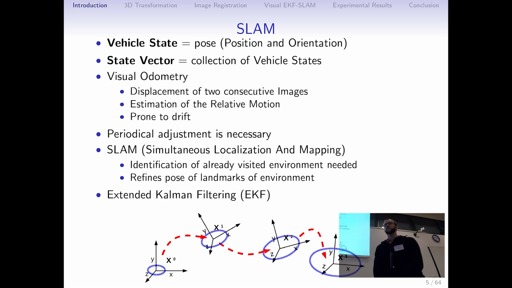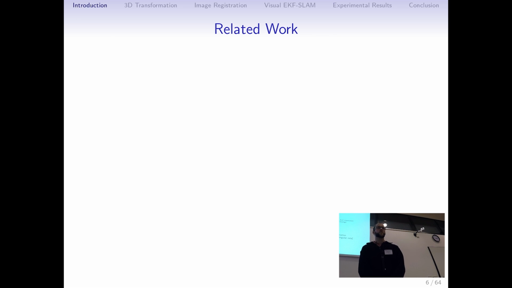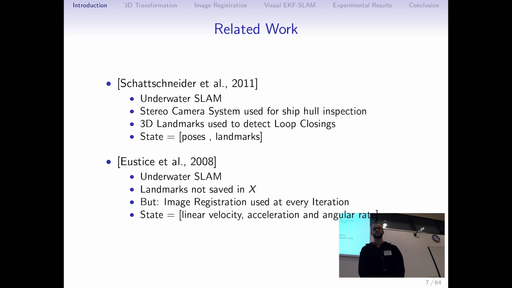So we do this refinement, or we do SLAM, by the usage of EKF, so extended Kalman filtering. The related work facing such problems is really scarce. But the main problems of them are the definition of the state vectors, as you can see here. Schatzschneider is putting also the landmarks into its states, and OSTs is building the state vector also with a lot of information. Further on, OSTs is running the image registration at every iteration. He's using the image registration to detect loop closings.